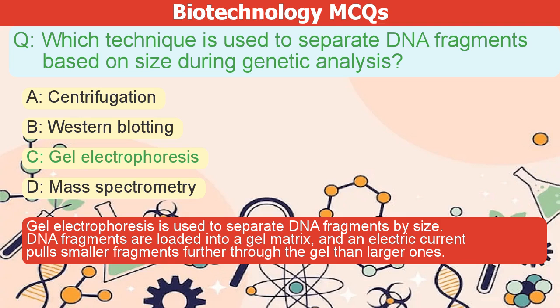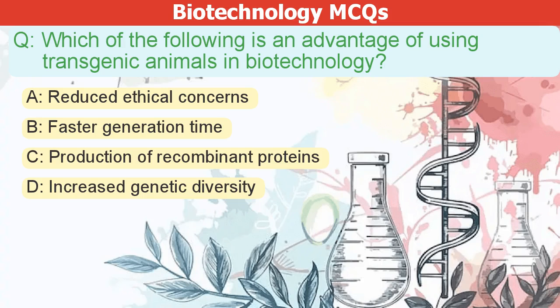Which of the following is an advantage of using transgenic animals in biotechnology? A. Reduced ethical concerns. B. Faster generation time. C. Production of recombinant proteins. D. Increased genetic diversity.